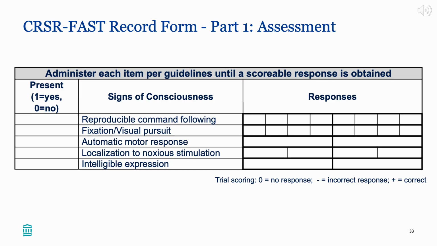It is important to note that unlike the full-length CRSR, the CRSR-FAST yields a dichotomous rating of presence or absence of consciousness as opposed to a total score. Once a core sign of consciousness is scored as present, the examiner may discontinue the assessment. However, in some circumstances, the examiner may elect to administer all items to obtain additional diagnostic and clinical information regarding the patient's level of function.